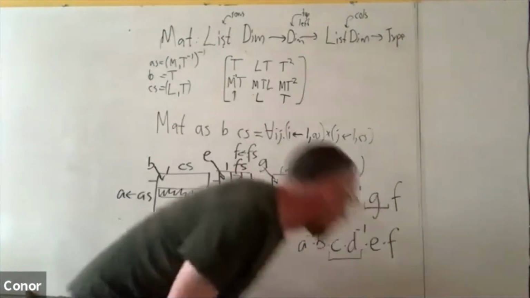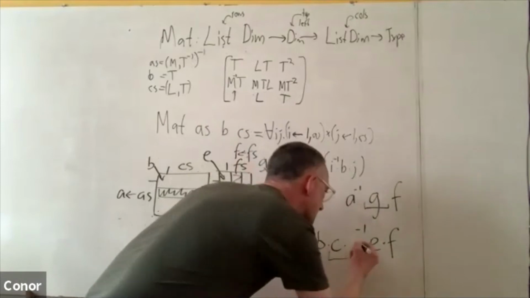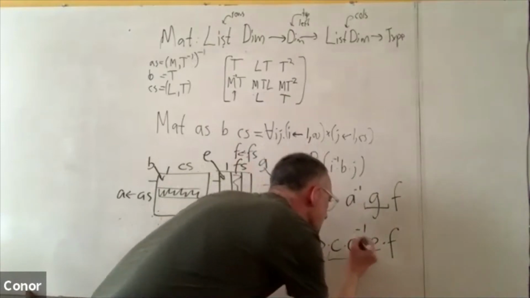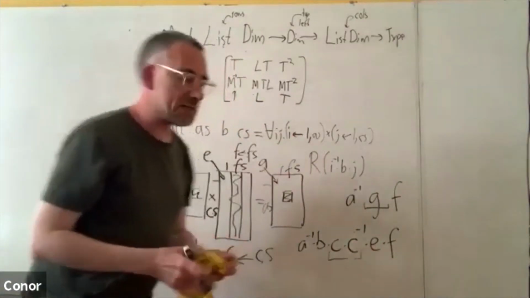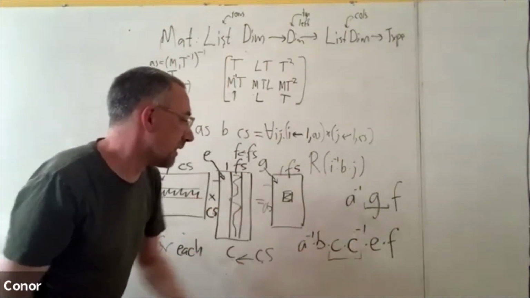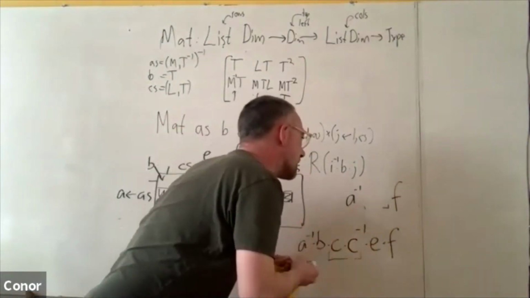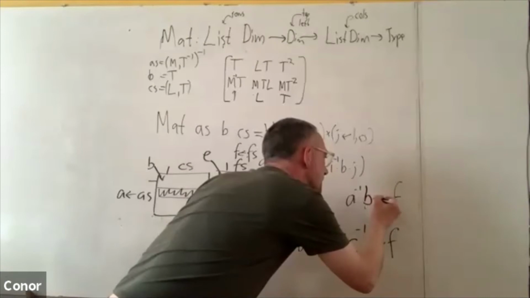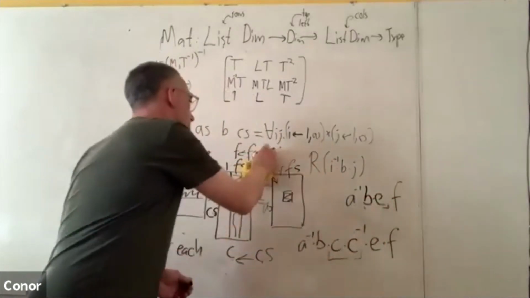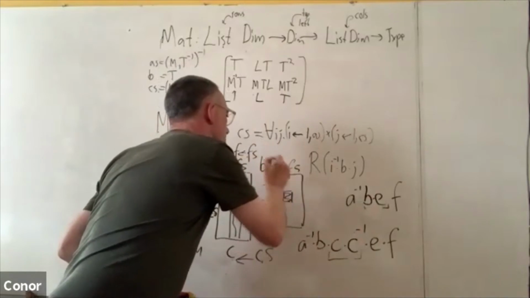And when we perform that unification, we see that we have C and C inverse cancelling in the middle, leaving us with G given by B, E. So this is B multiplied by E.